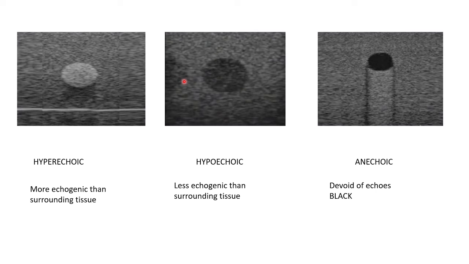Some echo language: you have to know what is hyperechoic, hypoechoic, and anechoic. Hyperechoic means that if the surrounding tissue is less bright than this structure, we can say it is hyperechoic, that is, more echogenic than the surrounding tissue. If it is less echogenic, it will appear darker than the surrounding tissue. It is hypoechoic. And if it is devoid of any echoes, it will appear totally black, and that is anechoic. That is, there is no echo happening there.